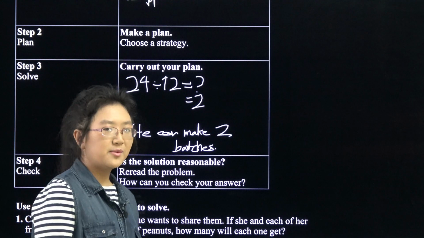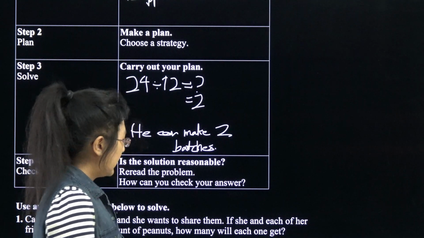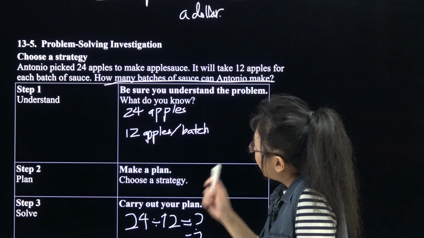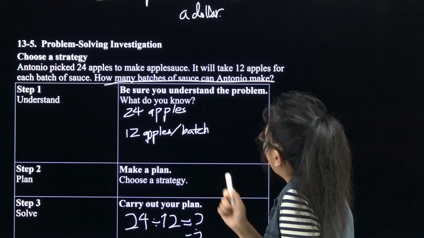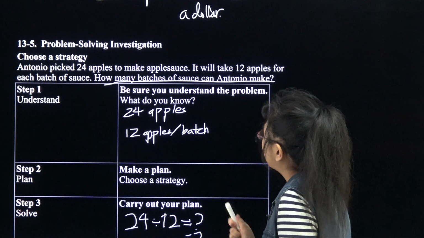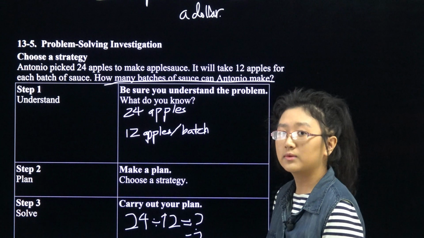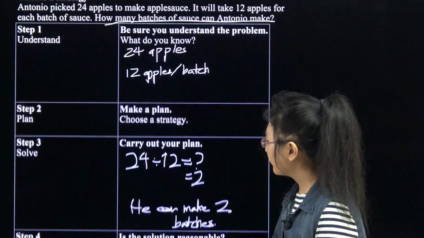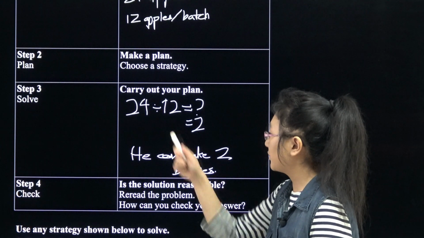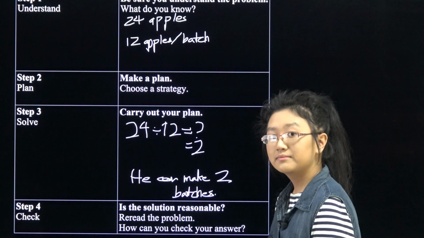Is the solution reasonable? Yes. Reread the problem to make sure that you got all your facts straight. Antonio picked 24 apples to make applesauce. It will take 12 apples for each batch of sauce. How many batches of sauce can Antonio make? Well, we got that right. How can we check our answer? Well, 2 times 12 equals 24. Done.